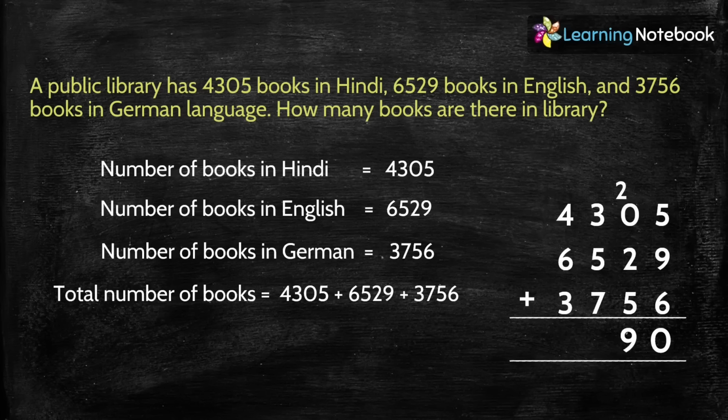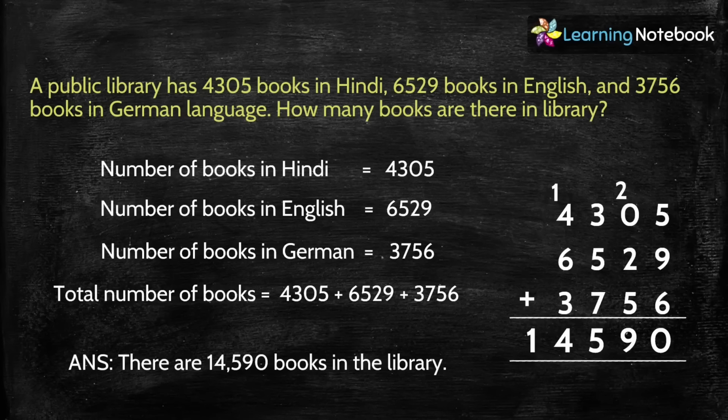Next, add the digits at hundreds place. 3 plus 5 plus 7 equals 15. So carry 1 to the thousands place and 5 comes in the answer. And lastly, we will add the digits at thousands place. 1 carry plus 4 plus 6 plus 3 equals 14.